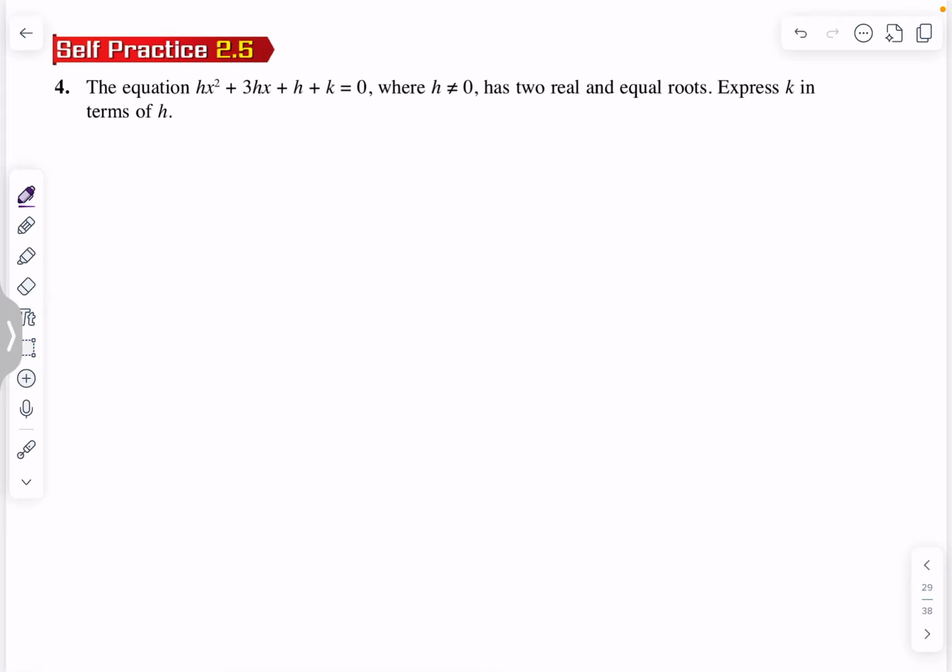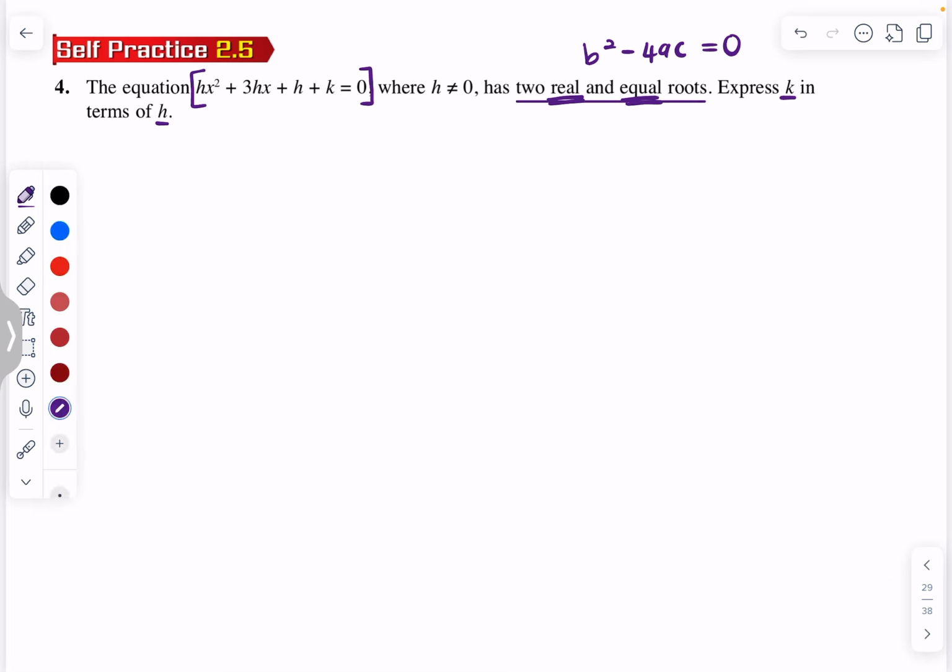Question 4. The equation has two real and equal roots. So real and equal means b square minus 4ac equal to 0. Express k in terms of h. Okay. So first let's look at a, b and c.